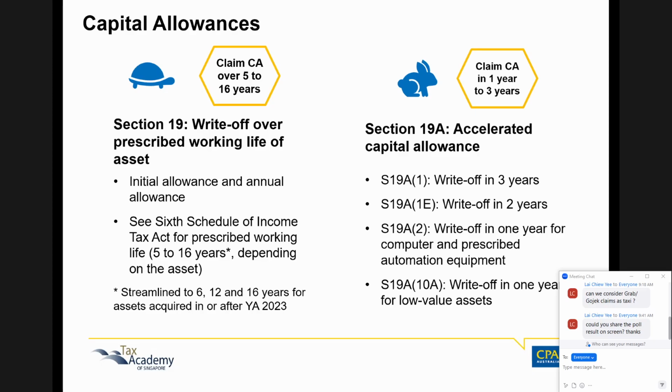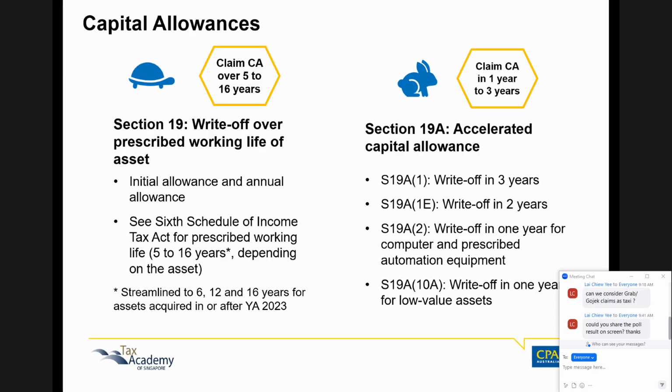What is the qualifying expenditure? Now does it mean that we can claim it all at one go or what? This is what we are going to look at now. The thing is that we may not be able to claim the capital expenditure incurred, assuming it's a qualifying asset, all at one go. So there are two types of capital allowance that we generally segregate them into.